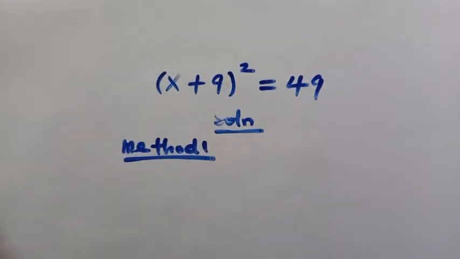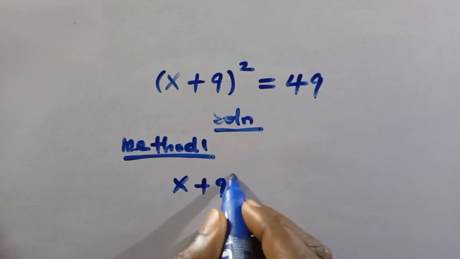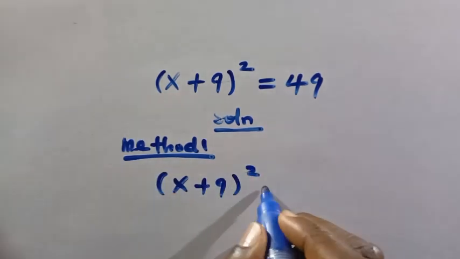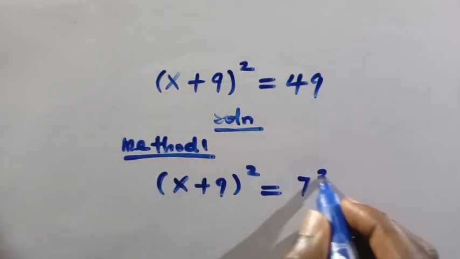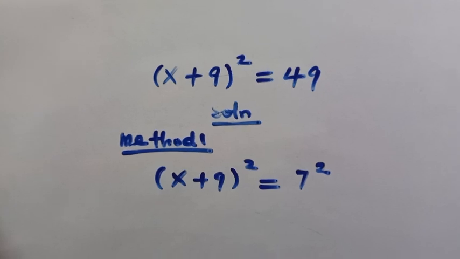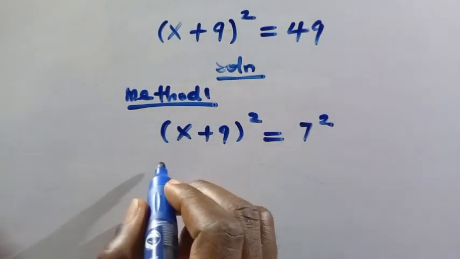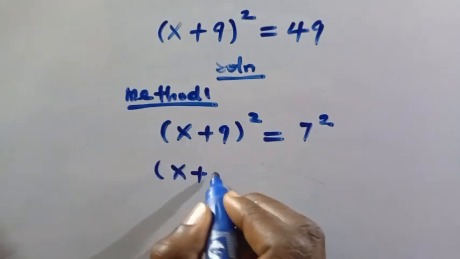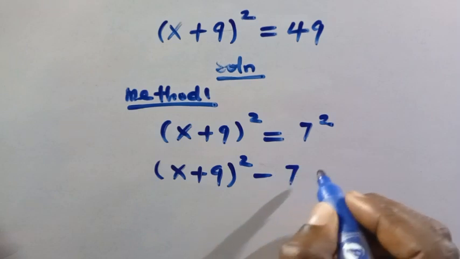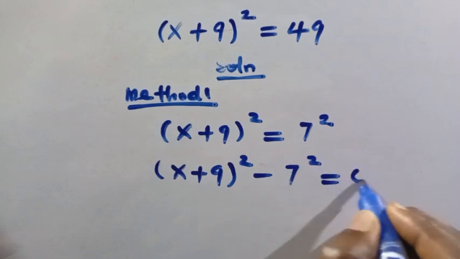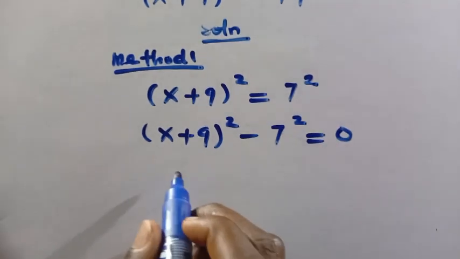For the first method here, suppose we consider (x + 9)^2 = 49, and 49 is given as 7^2. Then let's take 7 here, and it becomes (x + 9)^2 - 7^2 = 0. Then let's consider from here.